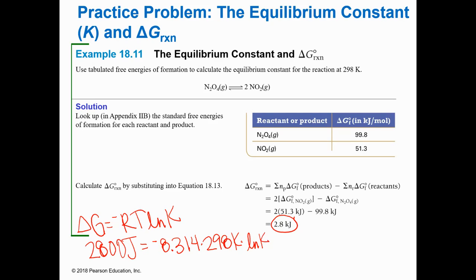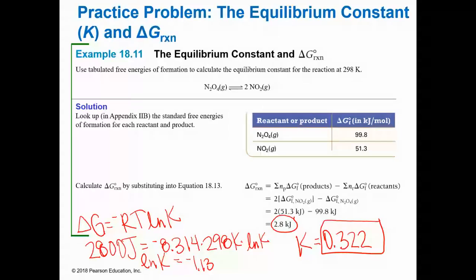So then 2,800 is going to get divided by negative 8.314 and by 298. I get ln K is negative 1.13. Okay, and just remember the opposite of ln is e, so I have K is 0.322. Okay, so that's our less than 1, which does add up because our Gibbs free energy is positive. It's not spontaneous.